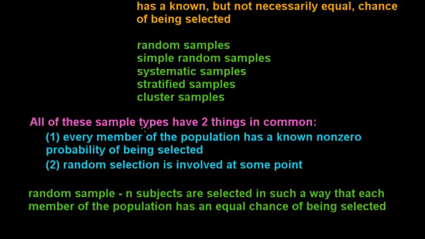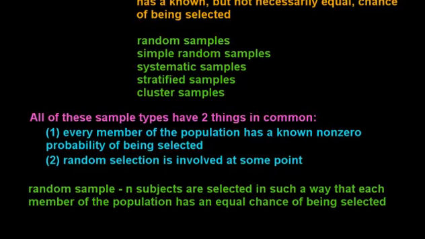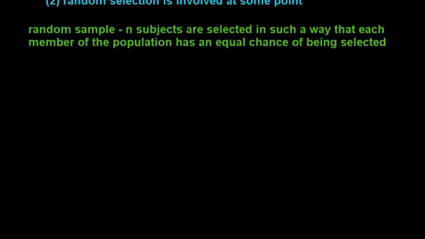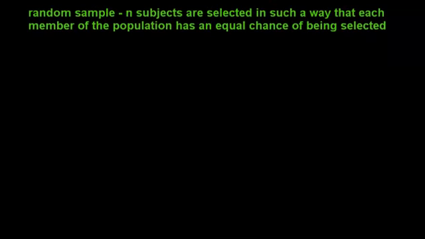So let's first look at a random sample. Here, N subjects are selected in such a way that each member of the population has an equal chance of being selected. So in this case, it is equal. Now we said for a probability sample, it doesn't have to be equal. Random sample falls under there because in that case it is, but it's not necessarily so. So a different type of sample might not be equal. But for a random sample, every member of the population has an equal chance of being selected.